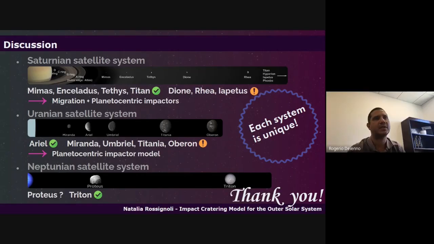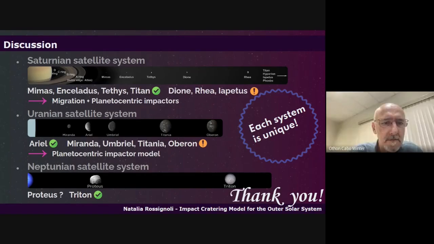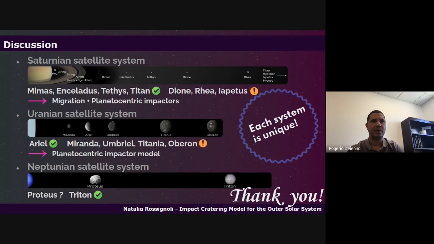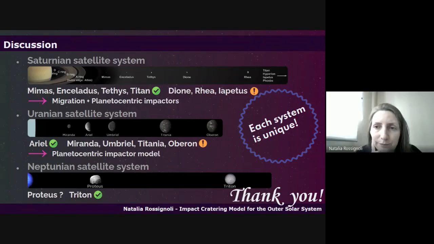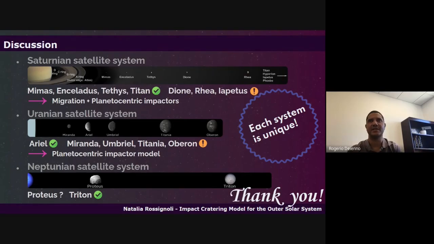I see. And one more question. For the Uranian satellites, you were assuming that eventually planetocentric impactors should dominate. Even though they actually reproduce the size-frequency distribution, would they also reproduce the spatial distribution of craters that we see on the surface?